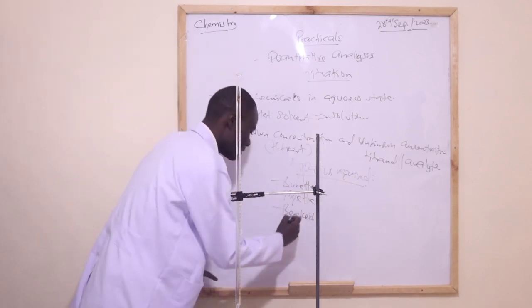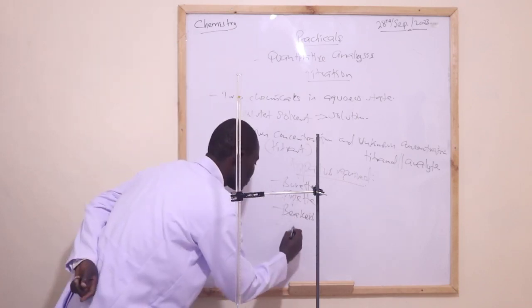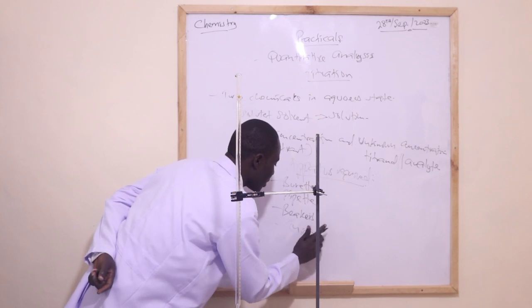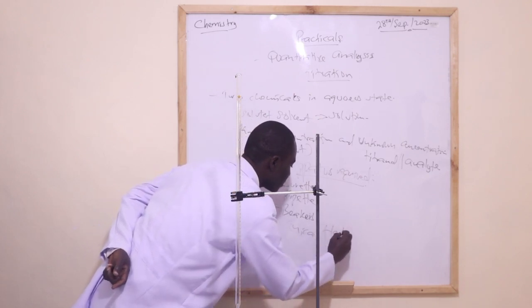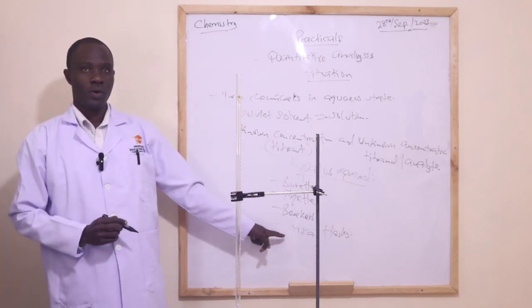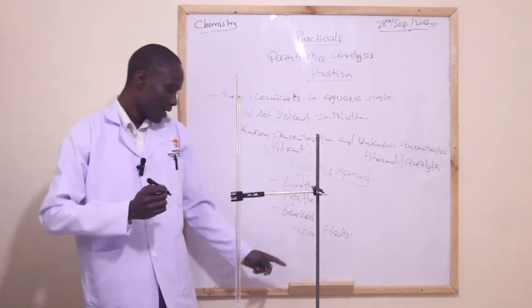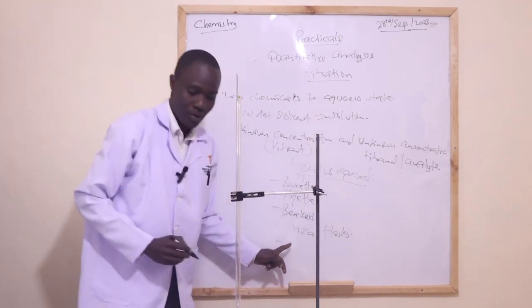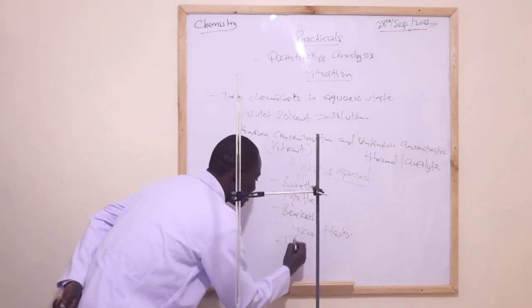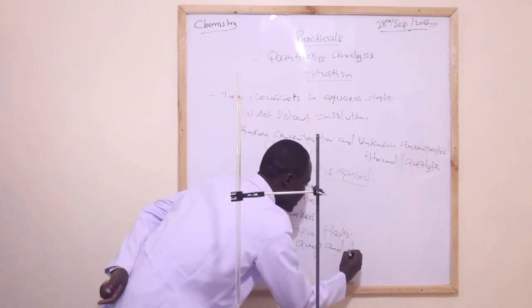So we need beakers, and we need conical flasks. Apart from these four, we need a clamp and stand.